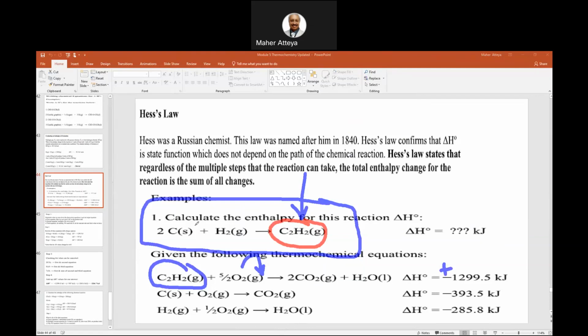The second one, this is reactant here, correct? And this is reactant. So I keep this one here untouched. But I have a problem here with this. Get this, guys. This is 2 here, and here is not 2. So I have to multiply this one by 2, because my reactant here is 2. So then I have to multiply this value here by 2.